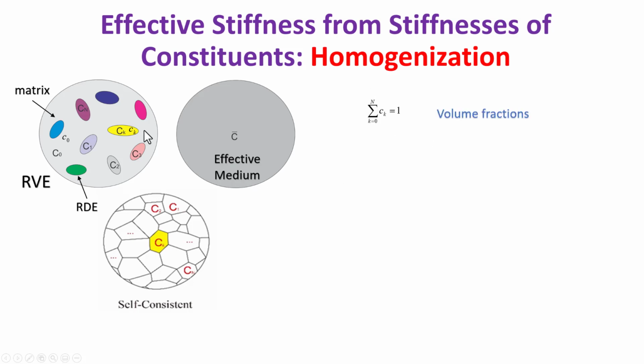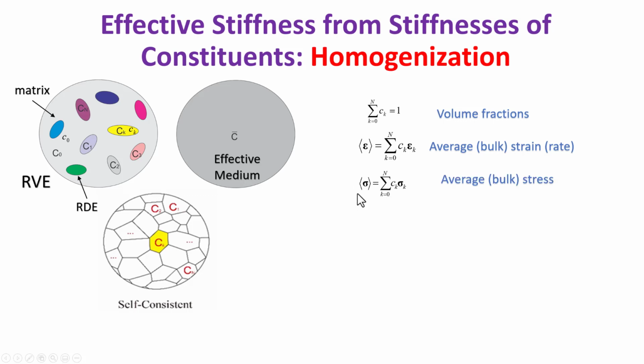The volume fractions of all the elements must add up to 1. The average strain on the representative volume element scale is represented by this chevron bracket, which means the volume-weighted average. The same is true for the average stress on the representative volume element scale. The rheological properties of the kth phase is represented by this rheological equation. Stress is related to the strain or strain rate by the stiffness, specifically for that phase.